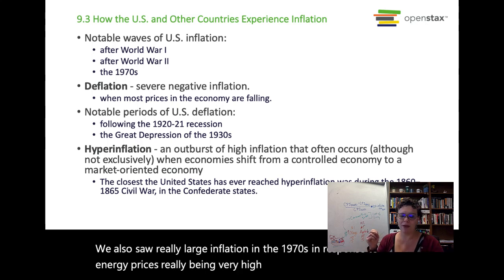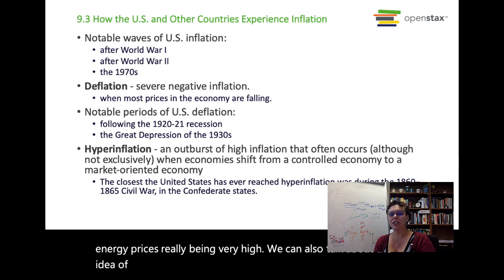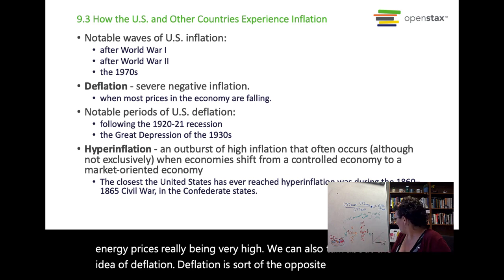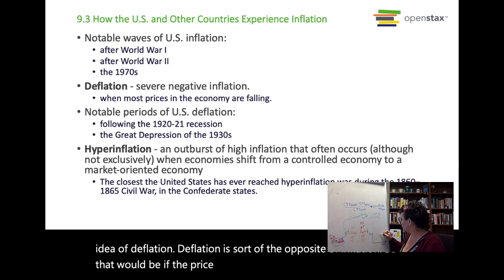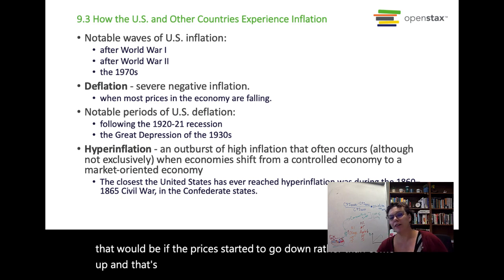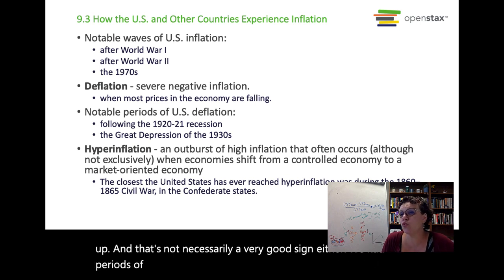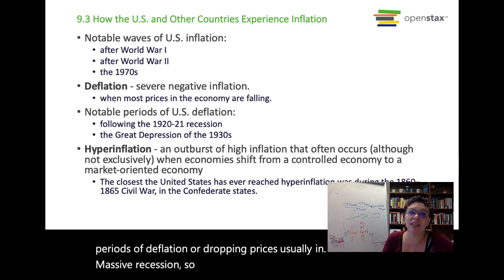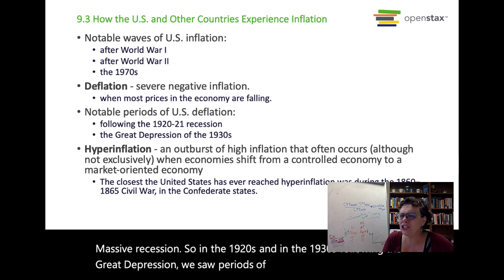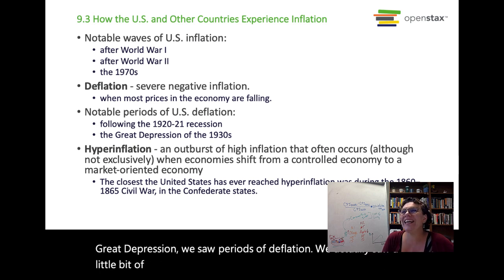We can also talk about the idea of deflation. Deflation is sort of the opposite of inflation. So that would be if prices started to go down rather than come up. And that's not necessarily a very good sign either. We had periods of deflation, or dropping prices, usually in massive recessions. So in the 1920s and in the 1930s, following the Great Depression, we saw periods of deflation. We actually saw a little bit of deflation in 2008 in the Great Recession too.